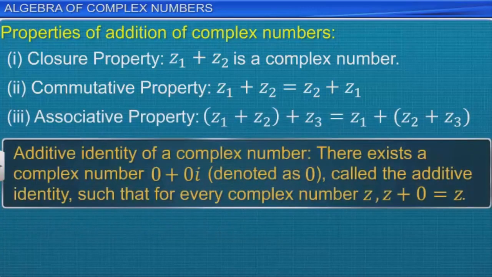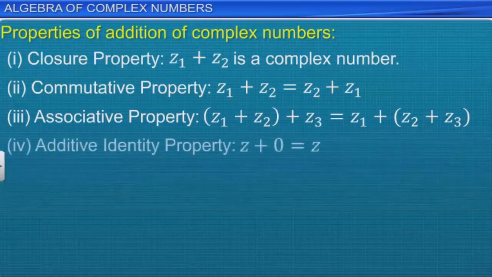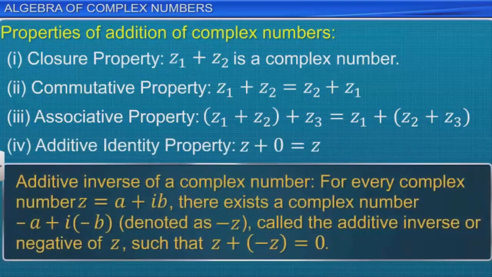0 plus 0i, or 0, is called the additive identity of a complex number, because adding them results in the same complex number. For every complex number z, there exists a complex number minus z, called the additive inverse or negative of z, such that their sum is 0.